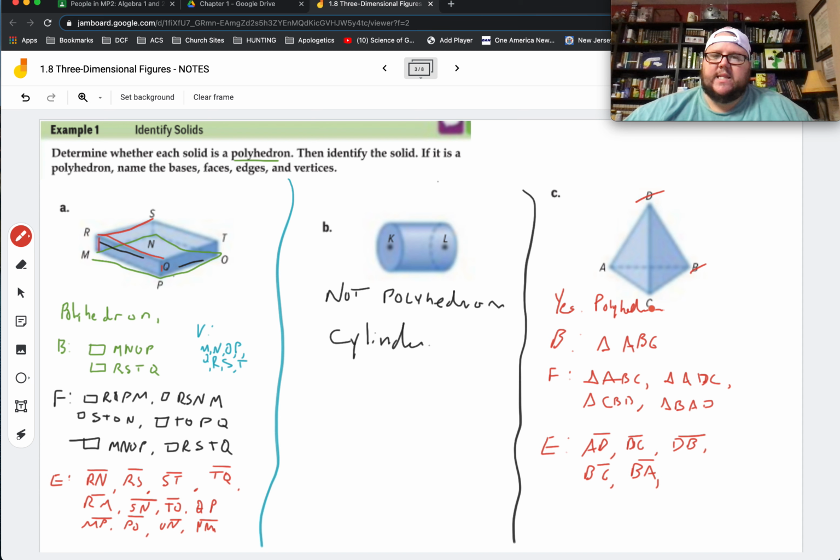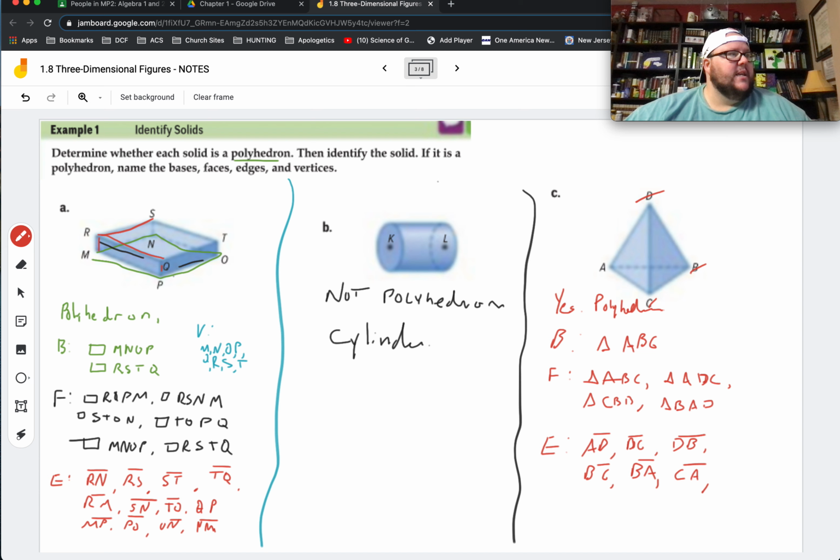So now we're going to go with C. We have CD, we already have CD. We have CB, we already have CB. So then we're just left with CA. And then we have A. We have AB, we already have AB. We have AD, we already have AD. And we already have AC. So those are our edges.